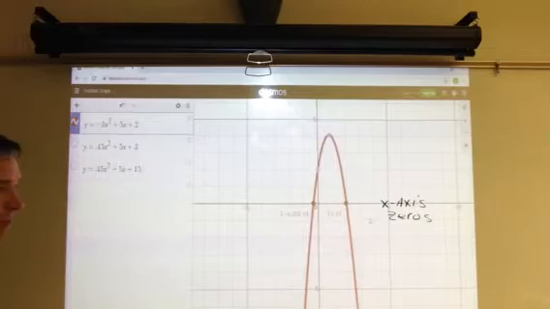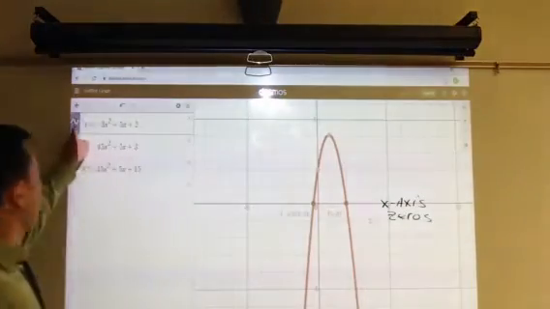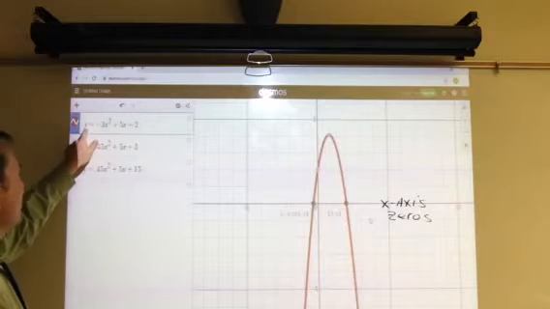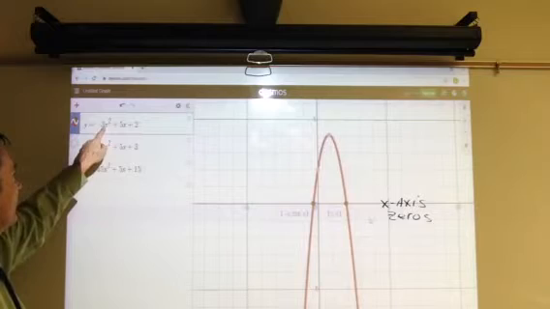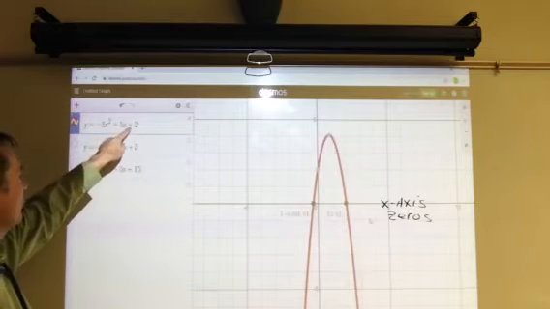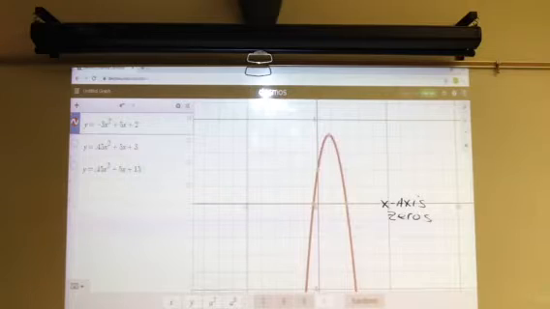So how do we use Desmos? When we're using Desmos, we come up here in this line and we type in exactly how it looks. Y equals negative 3x squared plus 5x plus 2. There is a little icon at the bottom left. I'm going to click on that, and there's my little number pad.